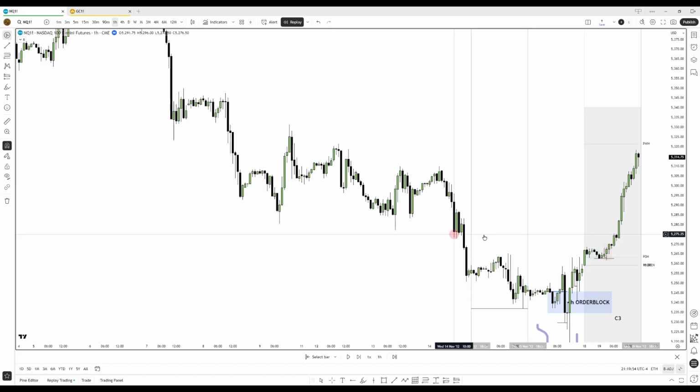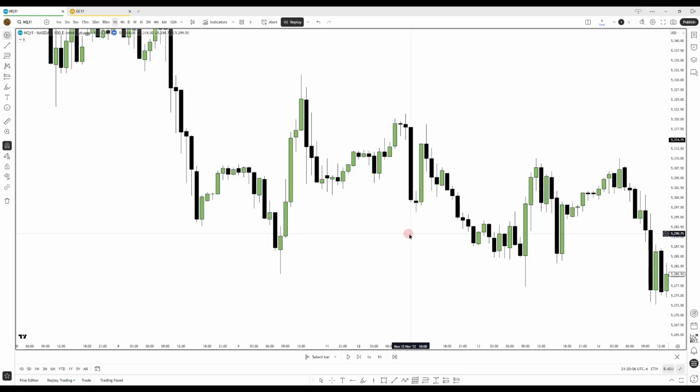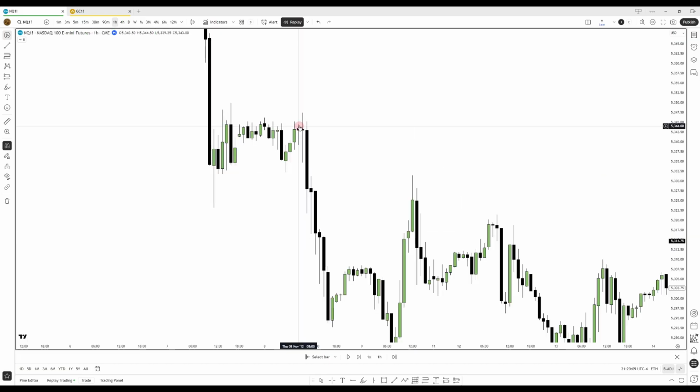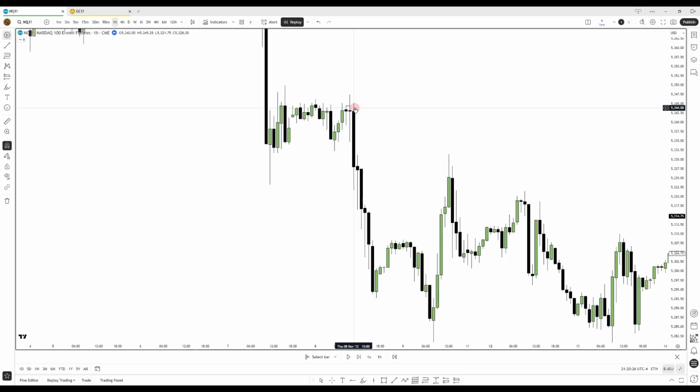Look at this. This is a small manipulation, right? It's just pushed down a little bit. And look at the distribution. Big distribution. This is every hour. Look at this manipulation and then big distribution. Very small manipulation, but what's important is that we made the swing here, right before we push down. 1, 2, 3. So we have candle 1, candle 2, candle 3.